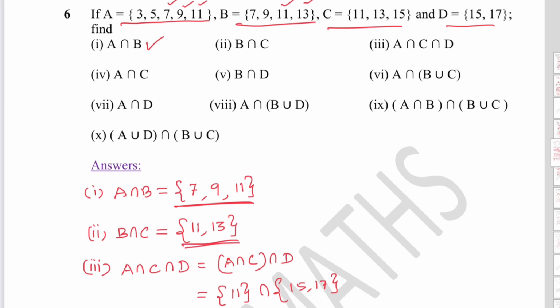And A intersection C intersection D, you take one by one. First you combine A intersection C, then you take intersection with D. So A intersection C is only 11, the only common element. So the set containing element 11, and then another set D is 15, 17. So no element in common, therefore the intersection is empty.